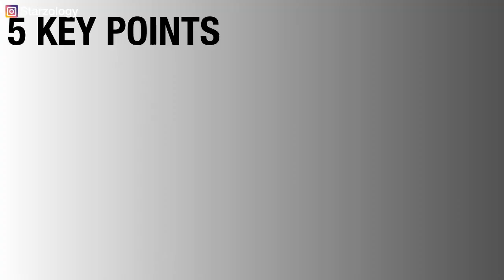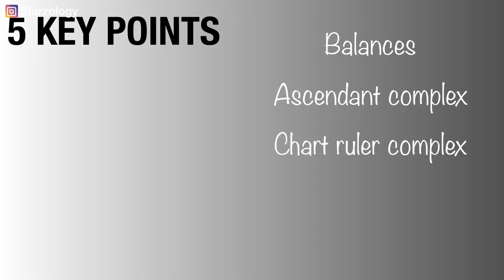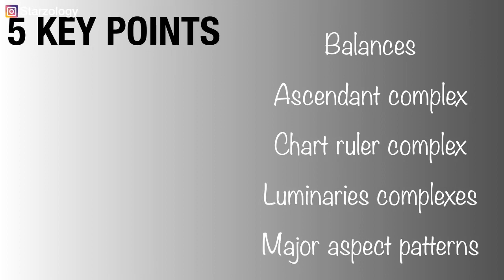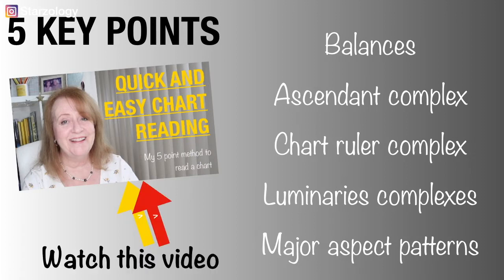So we're going to be looking at the 5 key points to doing a high-level chart interpretation. They are the balances, the ascendant complex, the chart ruler complex, the luminaries complexes, and major aspect patterns. And if you need a refresher about what all these are about, you can check out this video I did recently, and it's telling you exactly how to pull out these key pieces of information. Quick and easy chart reading. Okay, so let's move on.